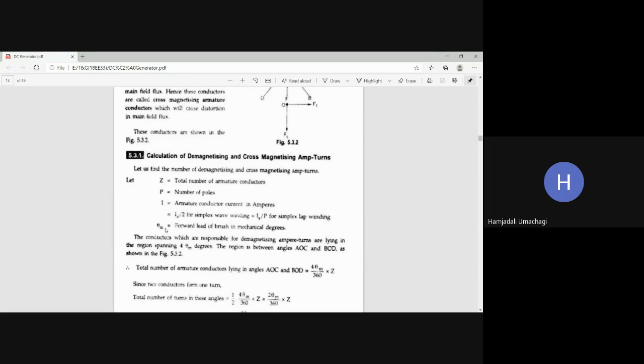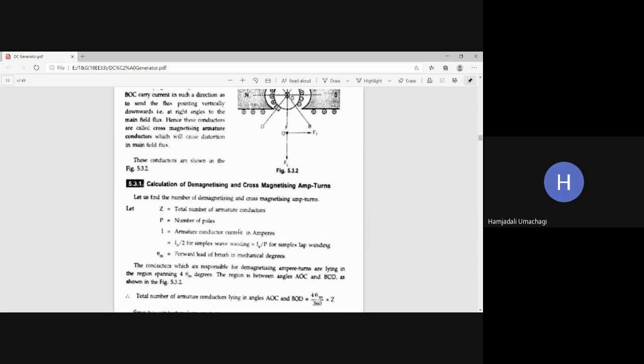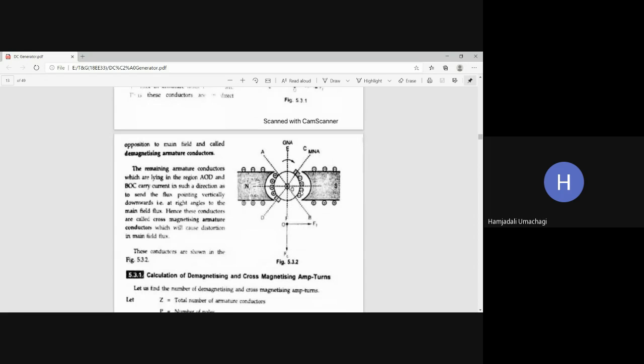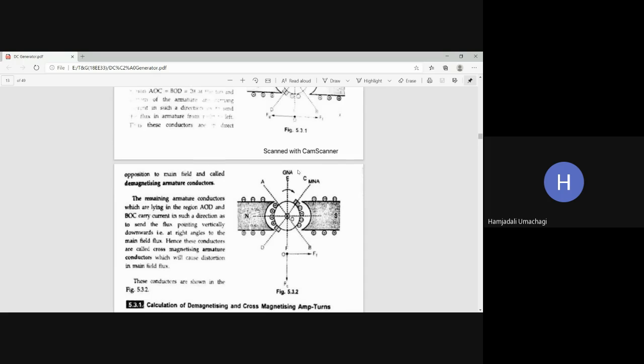And theta m is what? Forward lead of brush in mechanical degrees. Here you can see that because of the armature reaction, the brush which was earlier at the GNA has now been shifted by some angle to MNA. So this angle is theta here.